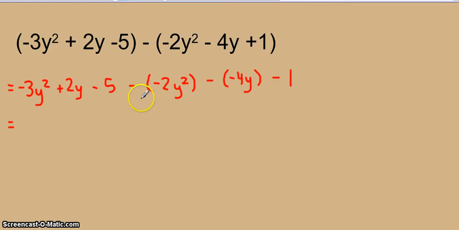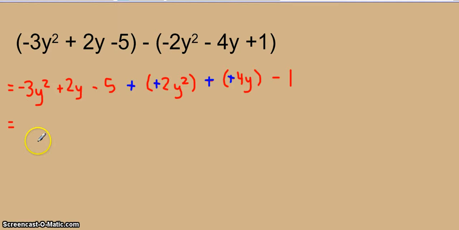But if you look here, we have two signs. And you've learned in previous grades, instead of subtracting integers, or subtracting polynomials in this case, we can add the opposite. So we're going to add, and the opposite of negative 2y squared is positive 2y squared. Right here we also have double signs. So instead of subtracting, we are going to add the opposite. And we only have one sign here, so we're okay.